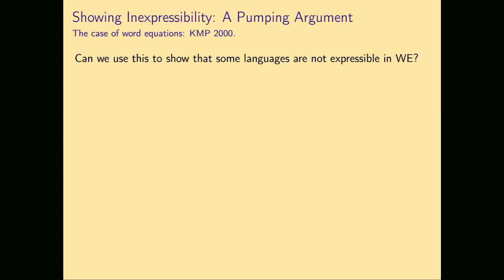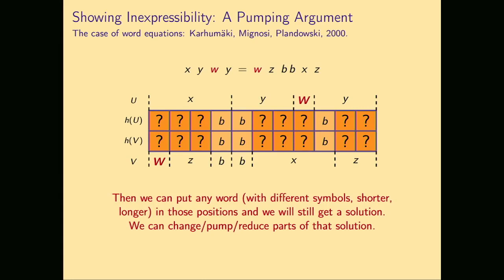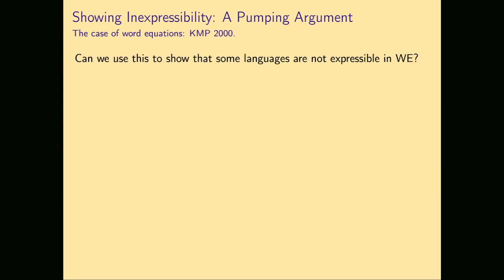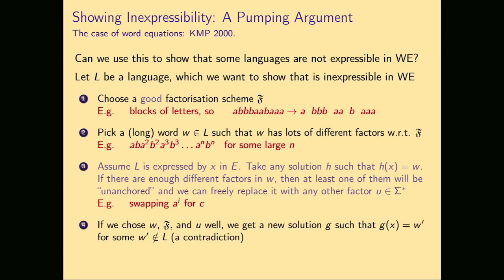And yeah, basically you can then just replace this with whatever you want and get a new solution starting from an existing one. And this was used by Karhumäki, Mignosi, and Plandowski as a sort of pumping argument. So can we use this to show that some languages are not expressible by word equations?